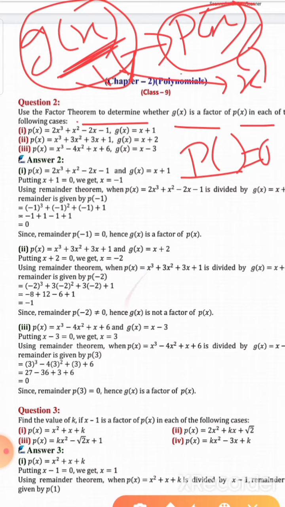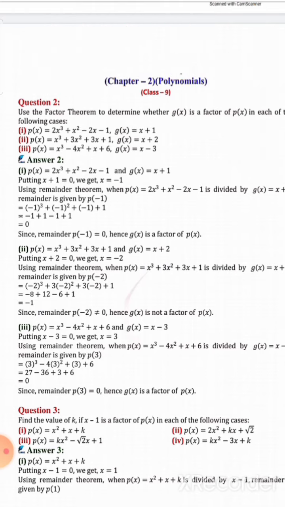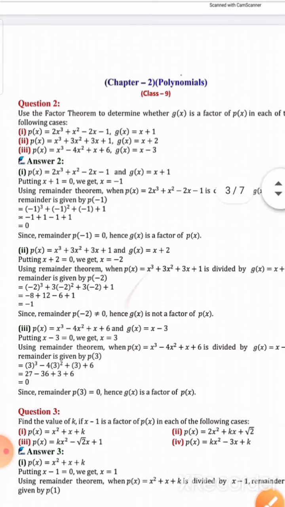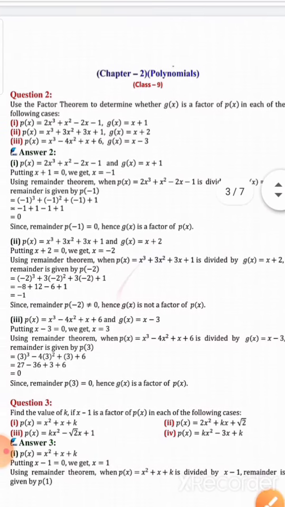So using the remainder theorem, we divide p(x) by g(x) and get the remainder for the root of g(x). Substituting it, if it is 0, then we say g(x) is a factor of p(x). So starting to solve the first part. Here the first part is given by p(x) = 2x³ + x² − 2x − 1 and g(x) = x + 1.